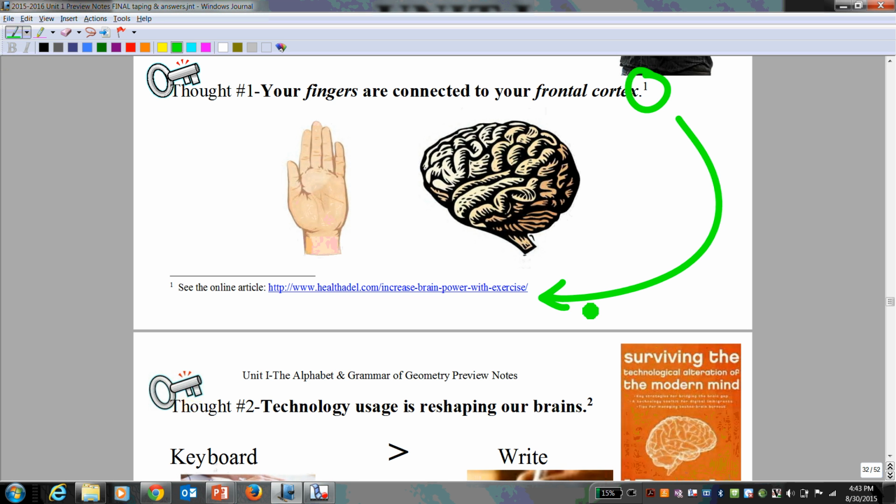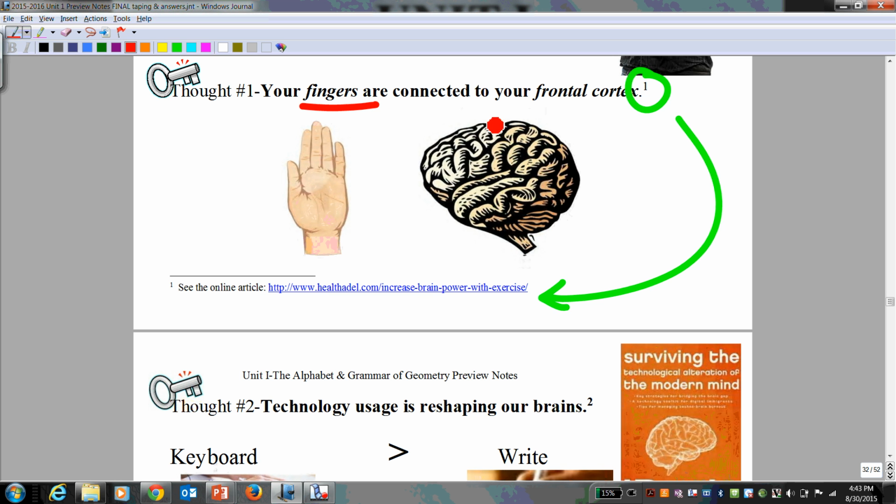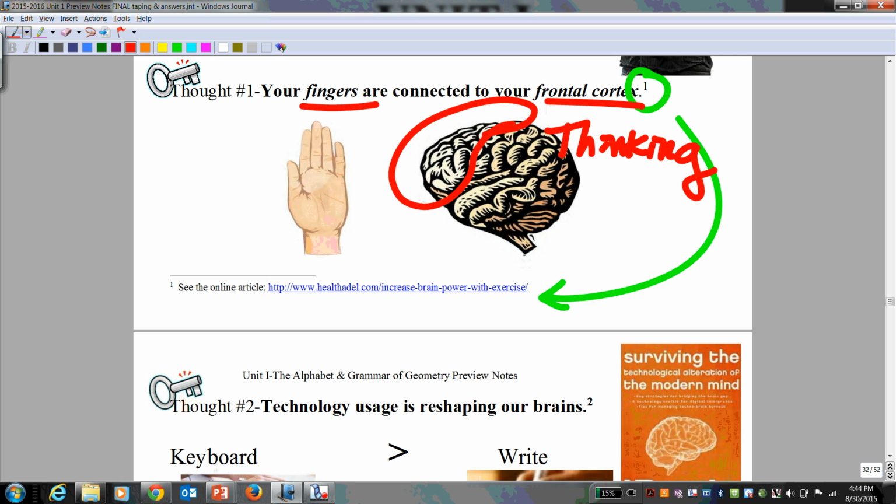So 4 key thoughts. Key thought number 1 is the fact that your fingertips are directly connected to your frontal cortex. Why is that important? Your frontal cortex, that's the front part of your brain, that's your conscious thinking part of your brain. Your reasoning skills, problem-solving skills, thinking about cause and effect, that's all in the frontal cortex. And guess what? Neurons from your fingers are directly connected and give input to your frontal cortex. That's the first key thought.